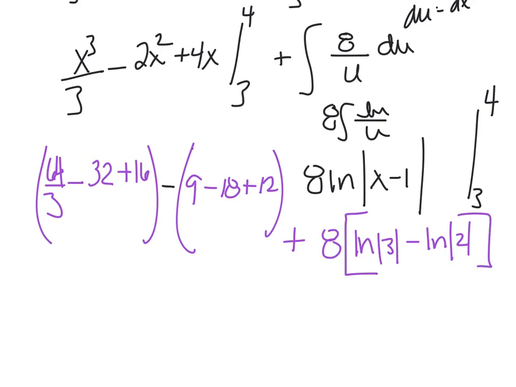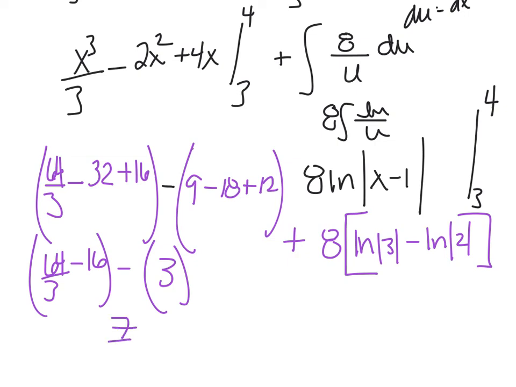And I'll just kind of take my time and clean this up. So what is that? 64 thirds. This is minus 16, and I'll add those together. Minus 9 minus 18 is negative 9 plus 12. So I get a 3 there. So I think this leaves me with 7 thirds. And then I have plus 8. So there's a couple ways to say it. 8 ln of 3 minus the ln of 2.